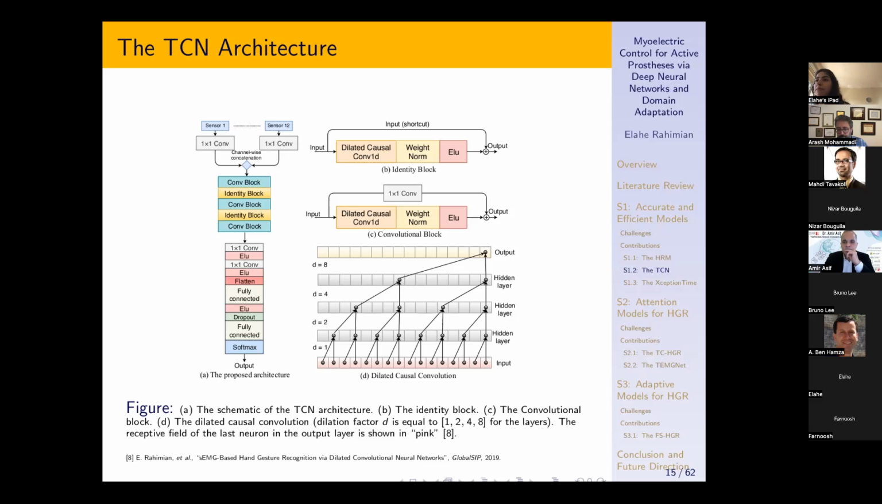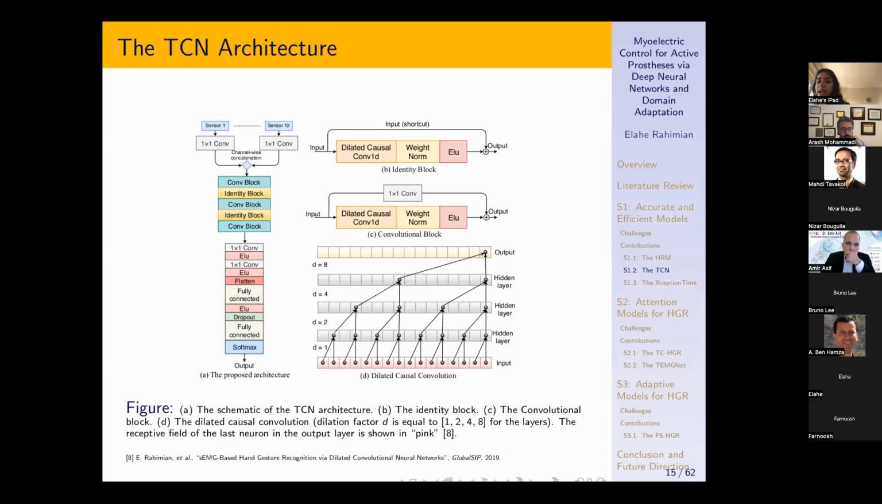As you can see, we can stack more layers and increase the dilation factor. For example, it starts from 1, 2, 4, 8, so we can increase the receptive field. Another thing that we consider here is that we don't need the input sequence permutation. So we use one-by-one convolutions, and we increase the dimension and concatenate them and then feed to the main block. The first block here is the identity block, and the second one is the convolutional block.